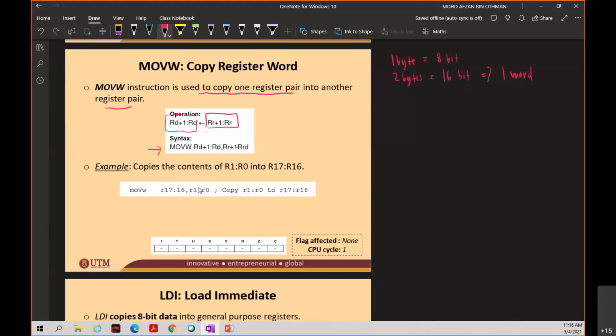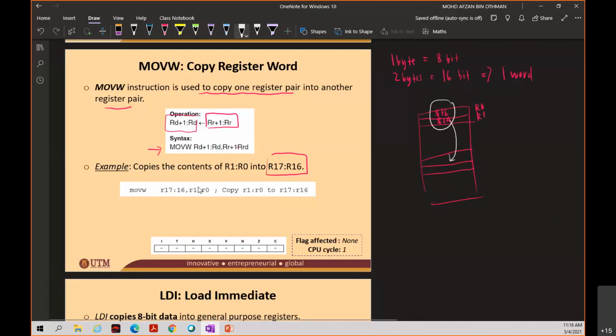Let's look at this example. You're going to copy the content of R1:R0 into R17:R16. So this is your data memory, and this is your R0 and R1. Let's say inside R0 and R1 you have the values FE and 1A, for example. You're going to copy these values to R17 and R16. So how to do that?